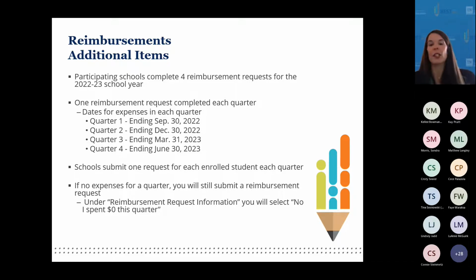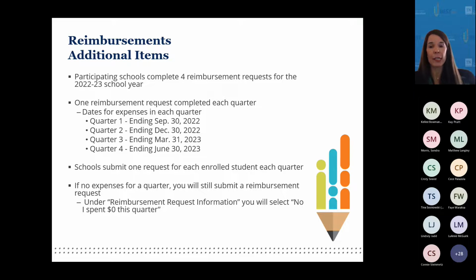Back to reimbursement requests. All schools will complete a total of 4 reimbursements for the 22-23 school year. This will include one reimbursement request each quarter for each student. The dates of the expenditures are listed here for each quarter. These are the same dates that I provided in the timeline a few slides ago, and these are also located on the reimbursement form that I'm going to share with you in just a few minutes.